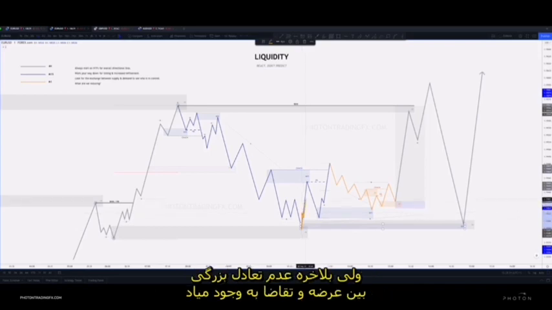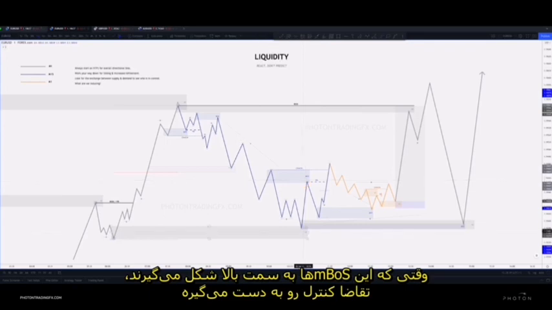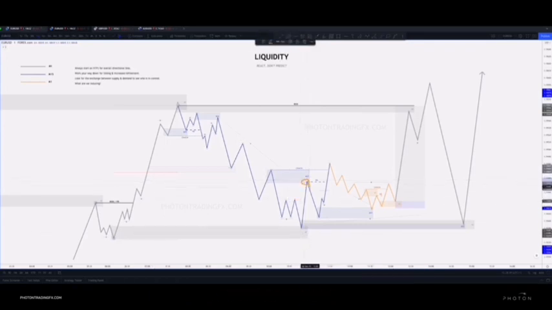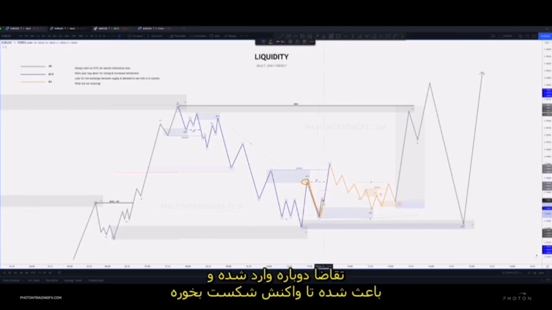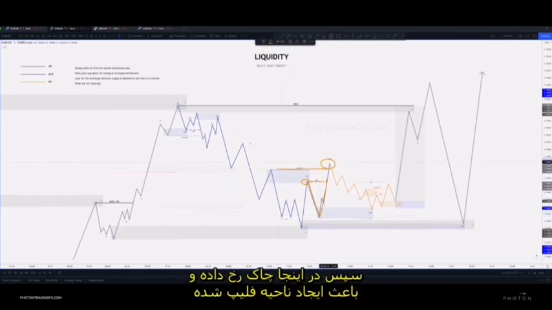But eventually there's going to be that overwhelming imbalance between supply and demand, where demand starts to take control. As we start to break these minor breaks of structure to the upside, we tap into demand, we pull back. The supply fails to do its job because it fails to take out the low. Demand then steps in again. It causes the reaction to fail, and then eventually we get the change of character, creating our flip zone.